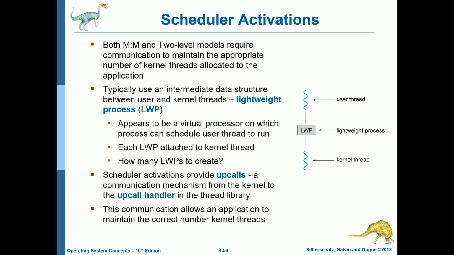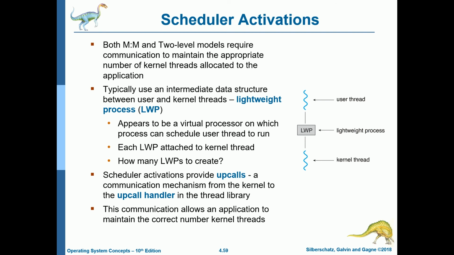Each LWP is attached to a kernel thread, and it is the kernel threads that the operating system schedules to run on the physical processor. If a kernel thread blocks, such as waiting for an I/O operation to complete, the LWP blocks as well. The scheme for communication between the user thread library and the kernel is known as scheduler activation, and it works as follows. The kernel provides an application with a set of virtual processors, LWPs, and the application can schedule user threads onto an available virtual processor.